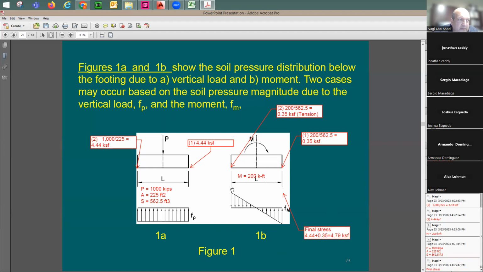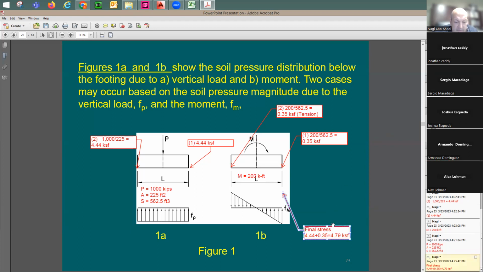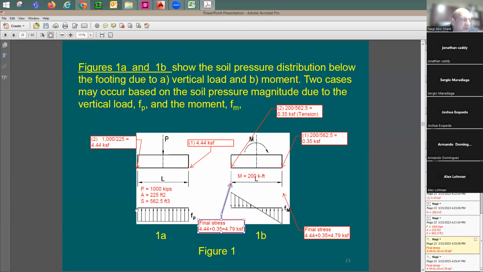How about on this side here? Let me see. Right at this point, the stress is going to be equal to the compression of 4.44, which I assume positive, and subtracting 0.35. It's going to be 4.09. Is this correct? Yeah. All right, good.